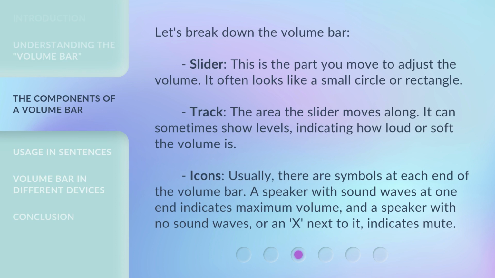Let's break down the volume bar. Slider. This is the part you move to adjust the volume. It often looks like a small circle or rectangle. Track. The area the slider moves along. It can sometimes show levels, indicating how loud or soft the volume is. Icons. Usually, there are symbols at each end of the volume bar. A speaker with sound waves at one end indicates maximum volume, and a speaker with no sound waves, or an X, next to it, indicates mute.